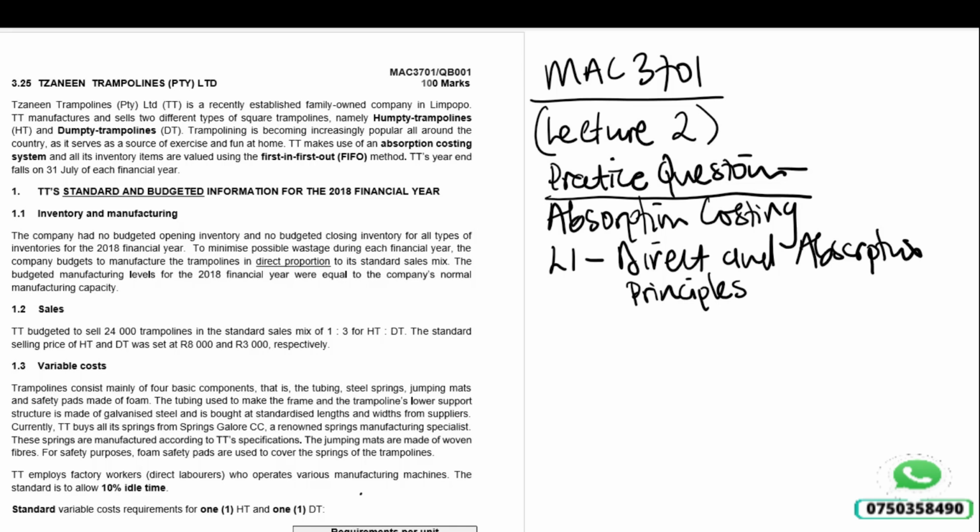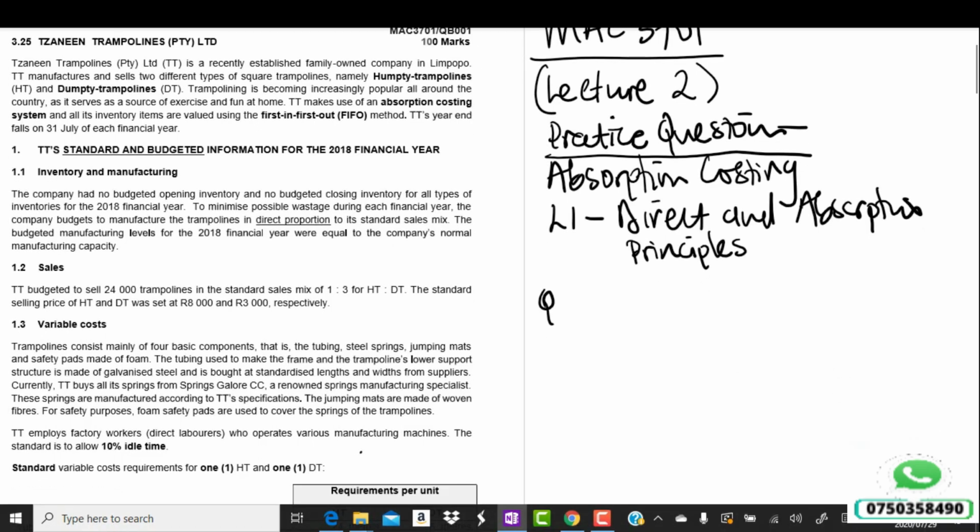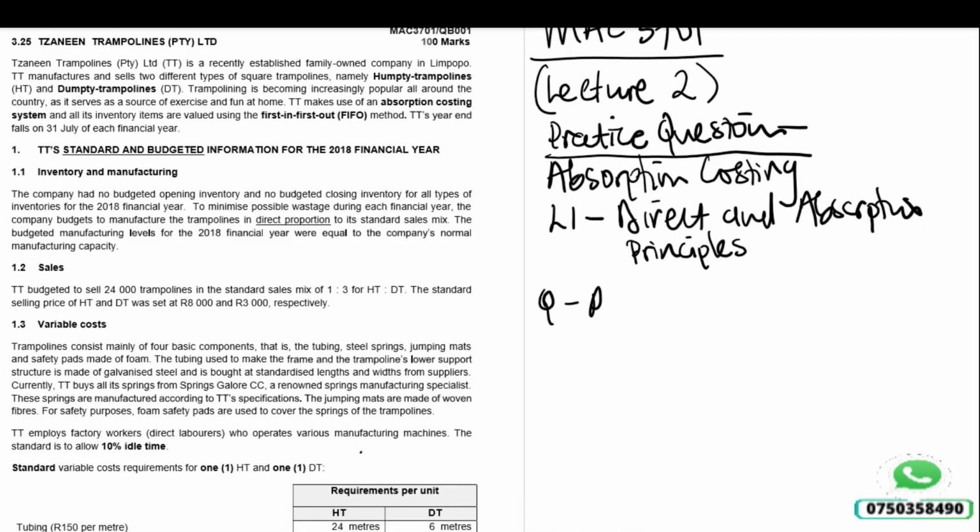So remember what I said from the previous lecture. Before you work through any topic or module, you need to really understand what is going to be expected of you under that topic in the exam. Under this topic of direct and absorption costing, the question you're likely to expect in the exam is for you to prepare an income statement.